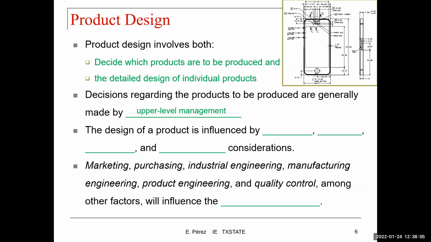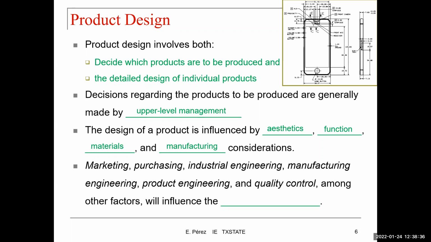So if you have too many companies already building products for a specific market, you might not want to go in that direction. But if you only have a few of them, then upper management might say, okay, we have an opportunity, we can explore that market, and we might design some products. So the design of a product is influenced by the actual product, the aesthetics, the function, the materials, and the manufacturing considerations. So that's talking about the product itself.